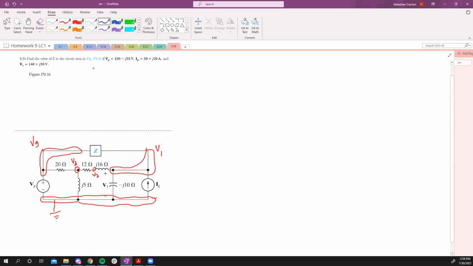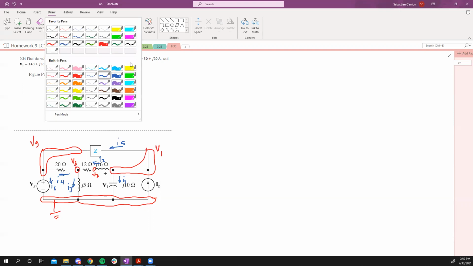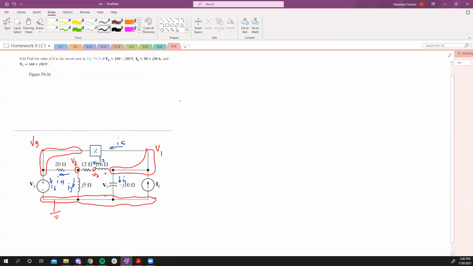So then we can label our currents. I'm going to go ahead and call this current I1, current going across here, I2, I3, current here, I4, I'll call this I5, and then I can call this I6.